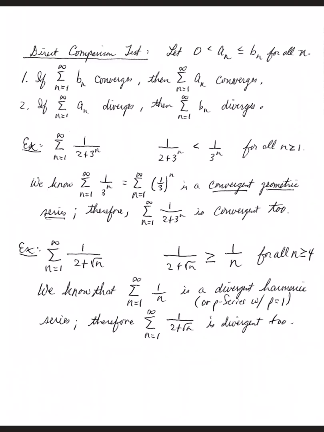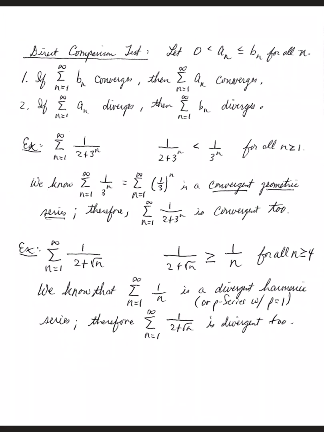The direct comparison test: when you take two infinite series, A sub n and B sub n, be very careful to note that A sub n is going to be less than or equal to B sub n, and both are positive for all values of n. First case scenario is if the infinite series of the larger of the two, B sub n, converges, then the infinite series of the smaller term will converge as well.